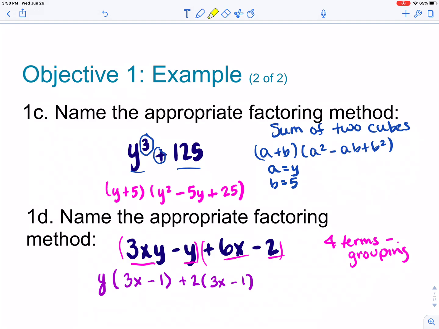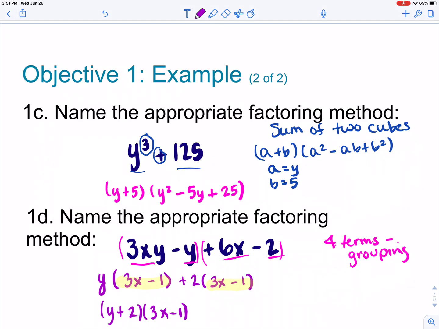Notice that those two are the same. So then I can just go ahead and group my answers. So it's going to be y plus 2 and 3x minus 1. And that's how I would do that one.